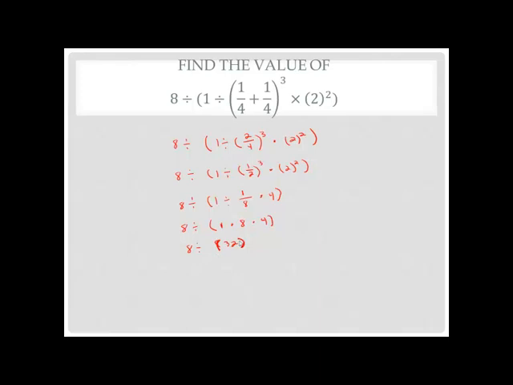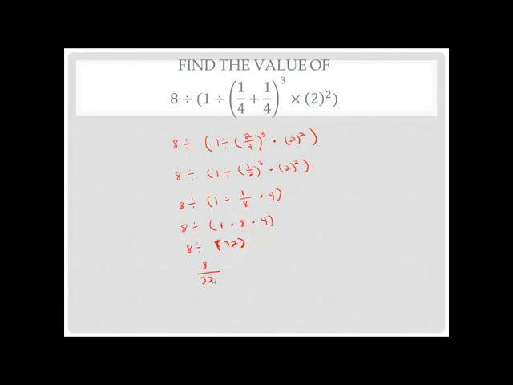Now I've gotten down to this point. I've worked inside my parentheses using the order of operations to get all the way down until I get one number where I can't simplify it anymore. So now I have 8 divided by 32. Now this is different from 32 divided by 8. 32 divided by 8 would be 4. 8 divided by 32, since I cannot do that evenly, I'm going to write it in fraction form.